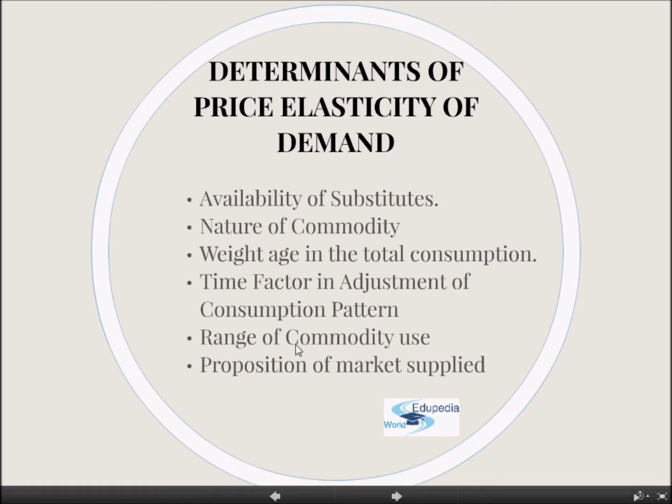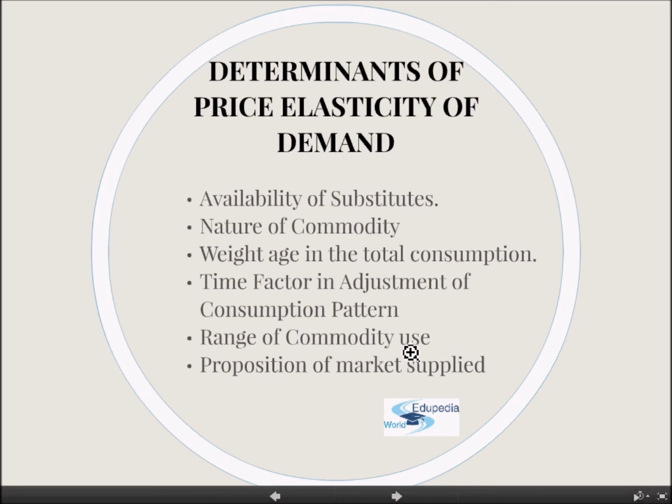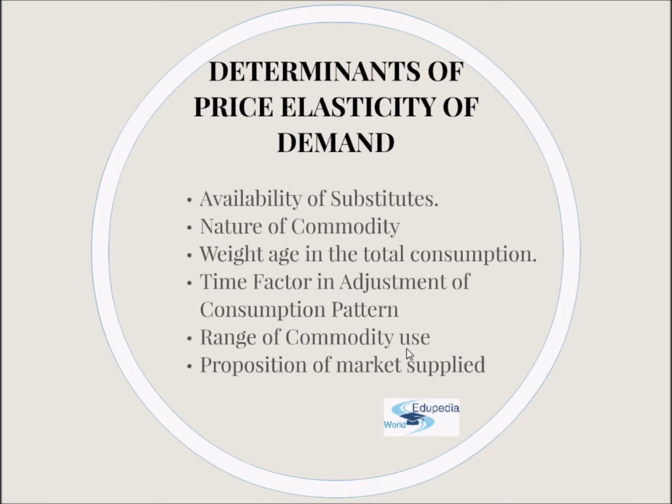The next factor is range of commodity use. If a commodity can be put to various uses, that is, there are any number of uses of a particular commodity, that commodity will have greater price elasticity for a decrease in its price. For example, electricity can be put to use for lighting, cooking, heating, industrial purposes, etc. So demand for electricity has a greater elasticity when the price decreases, because now the consumer can increase the use of electricity.